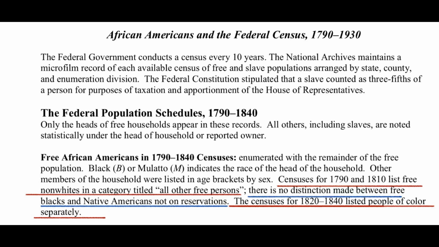There is no distinction made between free blacks and Native Americans not on reservations. Not on reservations. Emphasis on not on reservations. Who do you see not on reservations today? Who do you see trying to claim their identity again? Now, with that being said, I challenge a so-called Native American to show me one of their ancestors at a colored-only bench, colored-only fountain, colored-only restaurant, colored-only, etc.